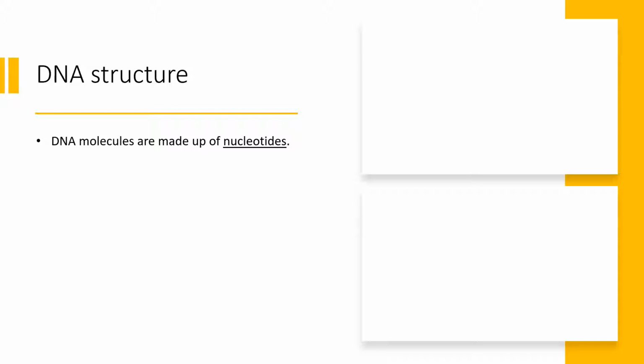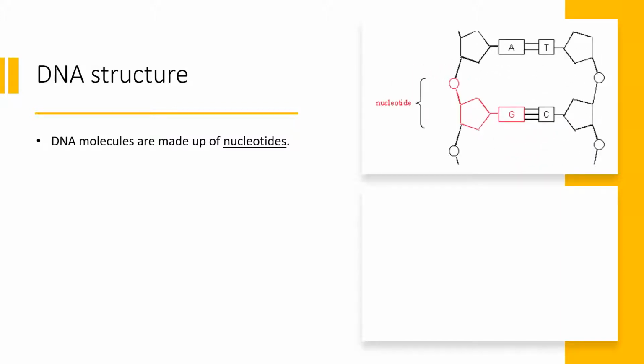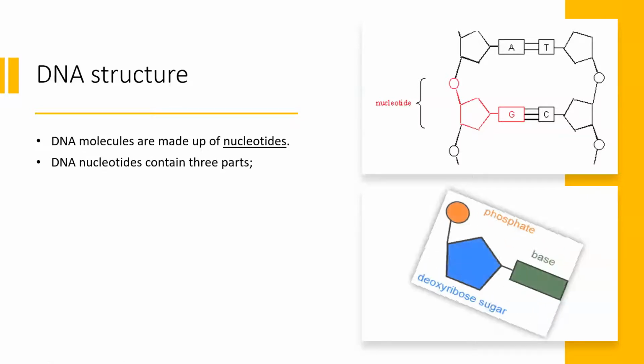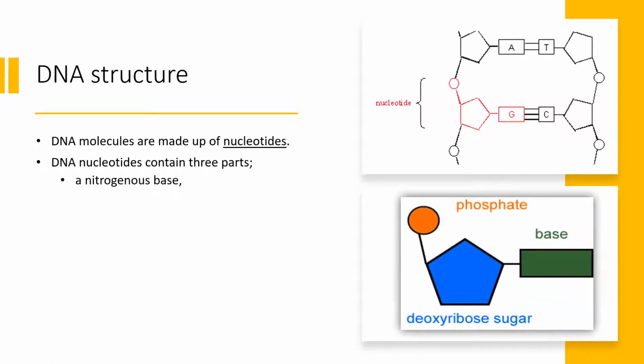Well, our DNA molecules are made up of what we call nucleotides. Okay, and this is like one of the rungs on that ladder, and this is one nucleotide in red there. Nucleotides have three parts. Okay, they have the nitrogenous base. So you'll see the base here, and it's a G because it's a certain type of base in this diagram. Okay, but that is the base group.